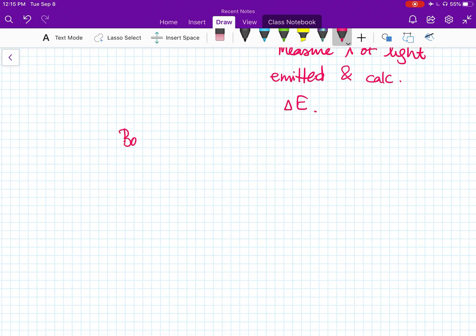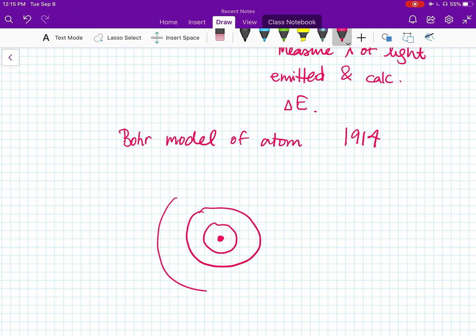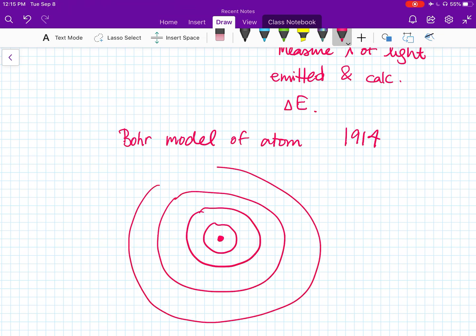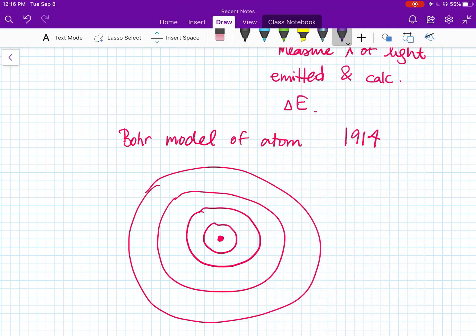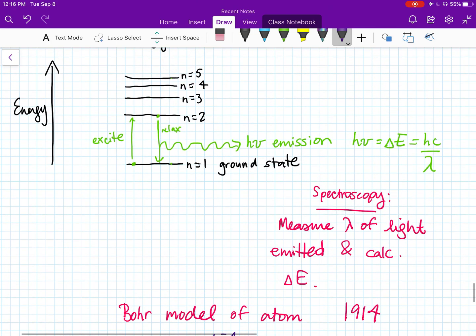The Bohr model of the atom is something that you probably saw way back in elementary school. It dates back to the early 20th century, 1914. The Bohr model has a nucleus at the center of the atom and then circular orbits around that nucleus. I'm just drawing a cartoon of it here. We could label these as n equals 1, n equals 2, n equals 3, etc., with these different n values, just like I did for the little diagram up here.